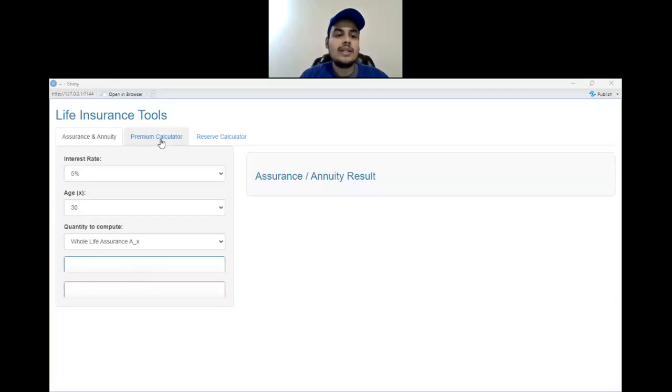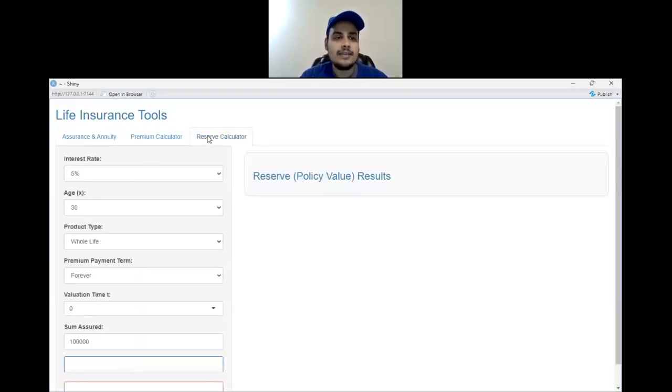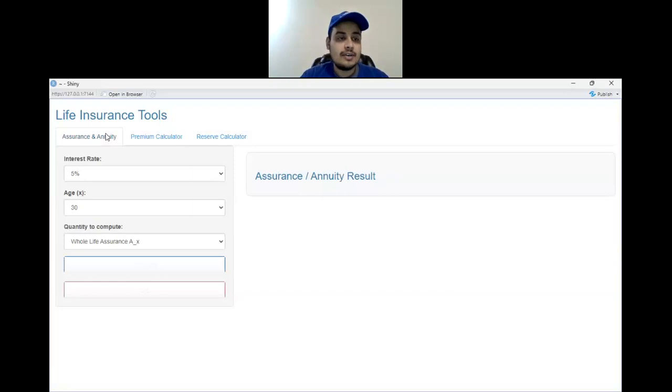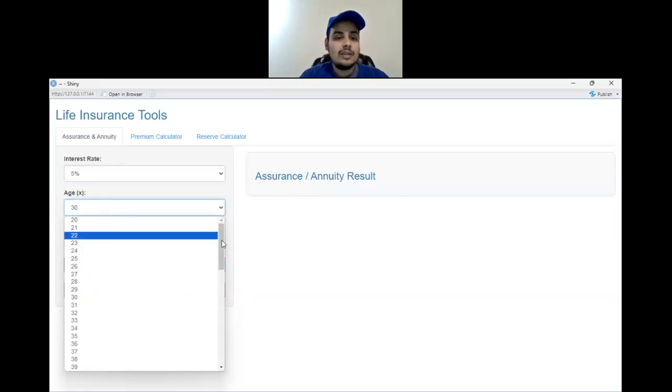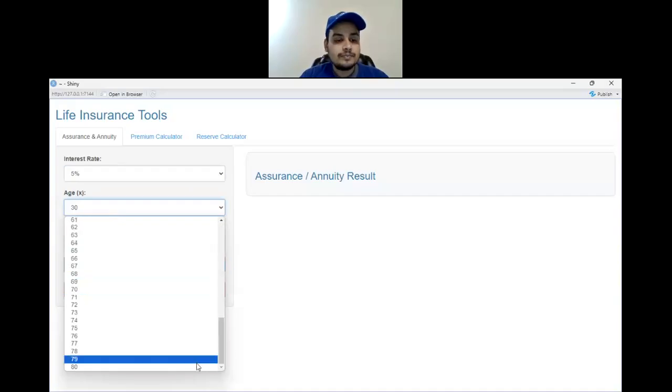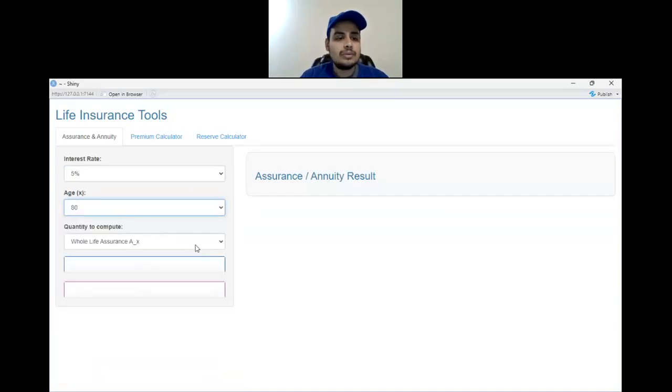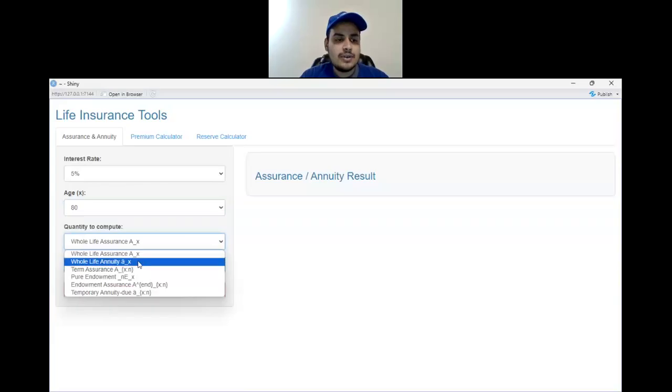Now we will have a practical look at our application. Our application has three interfaces: the assurance and annuity calculator, the premium calculator, and finally the reserve calculator. So we'll go briefly through the assurance and annuity calculator. We have interest rates ranging from 1 to 10%. We have ages ranging from 20 years all the way to 80 years, and we have options of calculating all the assurances and annuities: whole life assurance, whole life annuity, term assurance, pure endowment assurance, endowment assurance, and temporary annuity due.